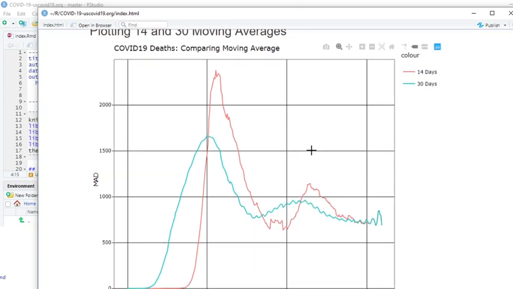Okay, these last two plots are not particularly interesting, but not necessarily useless. I'm just plotting two different moving averages for deaths. The same plot, a 14-day moving average, which is the red, and a 30-day moving average, which is the blue. Again, it's just an interesting way to look at the data, but doesn't necessarily give us any insight.